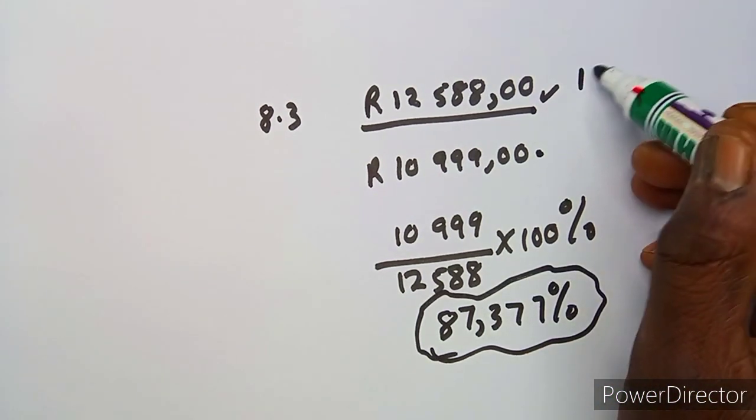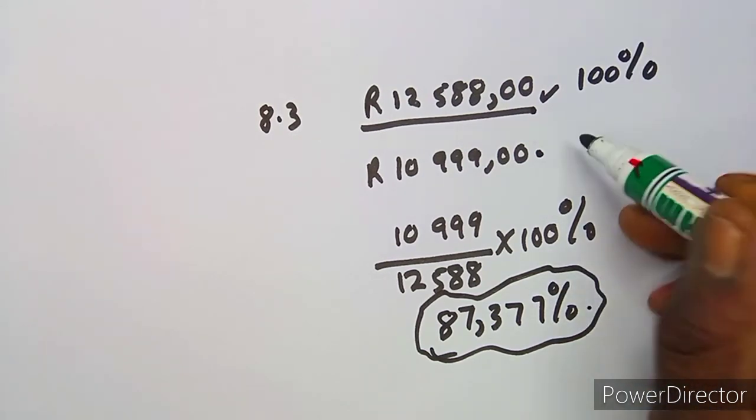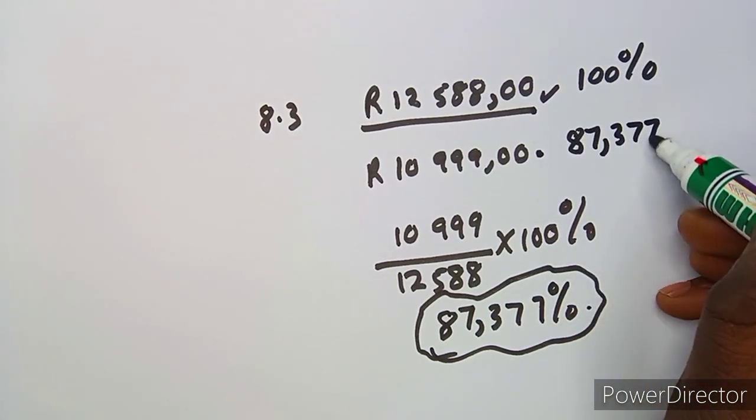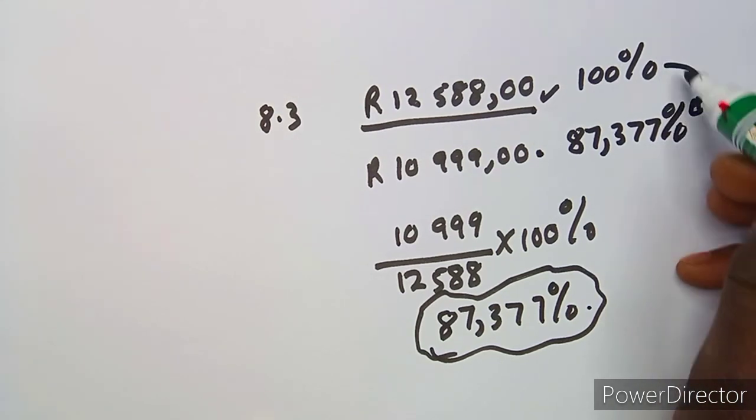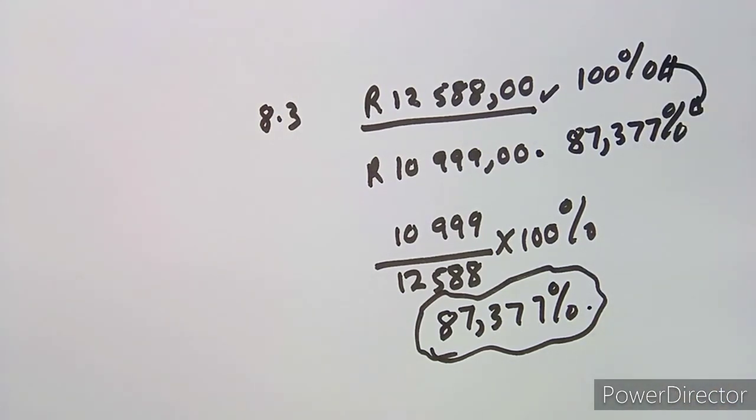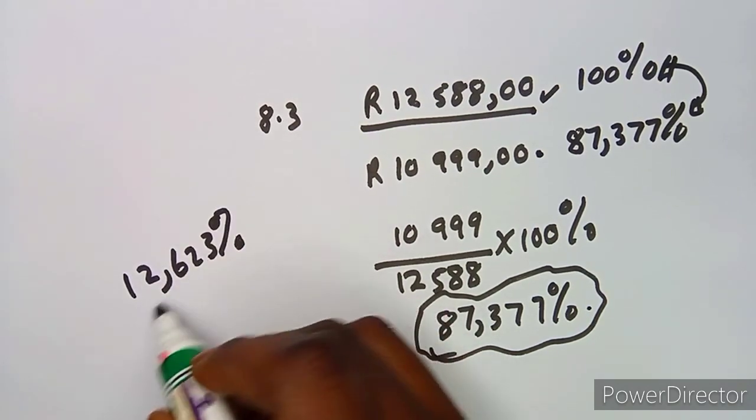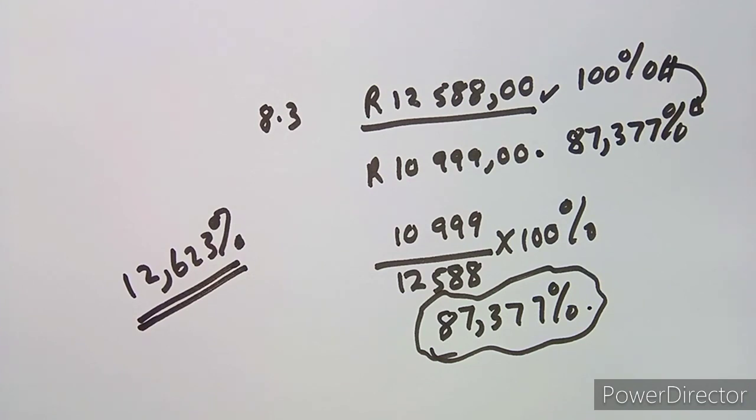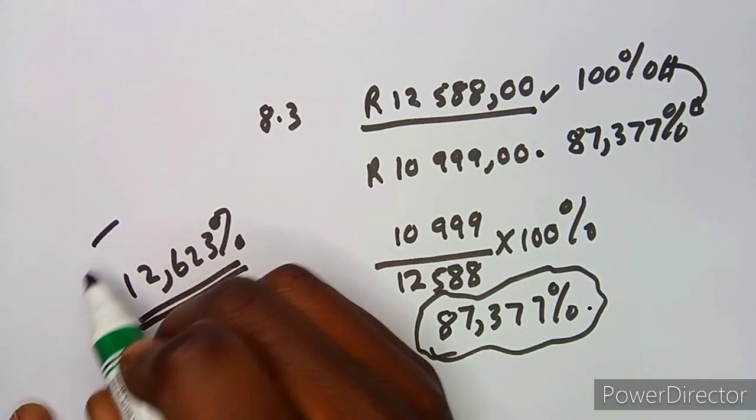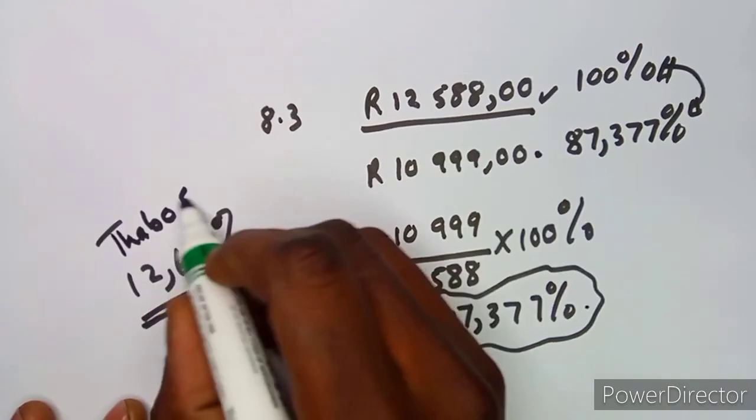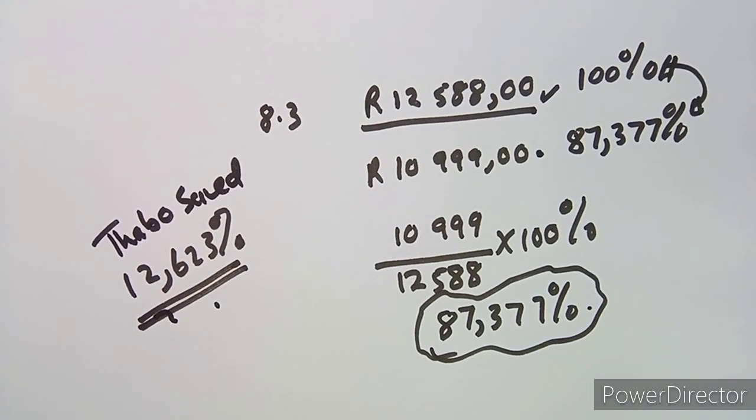So what did he save from this? This was at 100%. Now when he is to buy, he is finding it at 87.377%. So what did he save? You simply subtract the percentages, 100 minus 87.377, which is going to be 12.623%. So this is what he saved. So Tabo saved, is it Tabo or is it Tato? It's Tabo. Okay, so Tabo saved 12.623%. That is the percentage that he actually saved from what he was supposed to pay for that phone, now that he got the phone on sale.